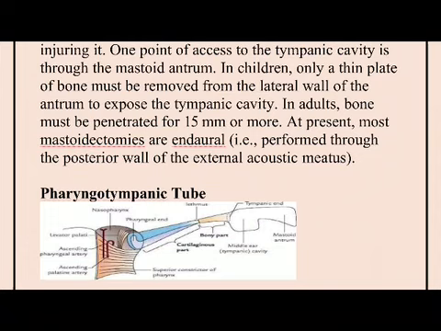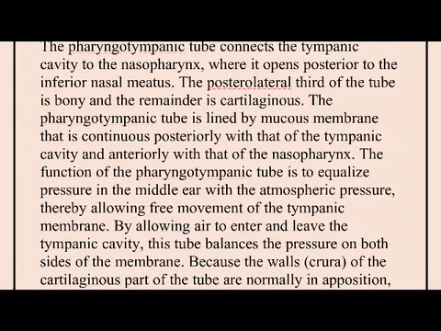The pharyngotympanic tube is lined by mucous membrane, and the mucous membrane is continuous posteriorly with that of the tympanic cavity, and anteriorly with that of the nasopharynx. What is the function of the pharyngotympanic tube? It's very important because it helps to equalize pressure in the middle ear with that of atmospheric pressure.